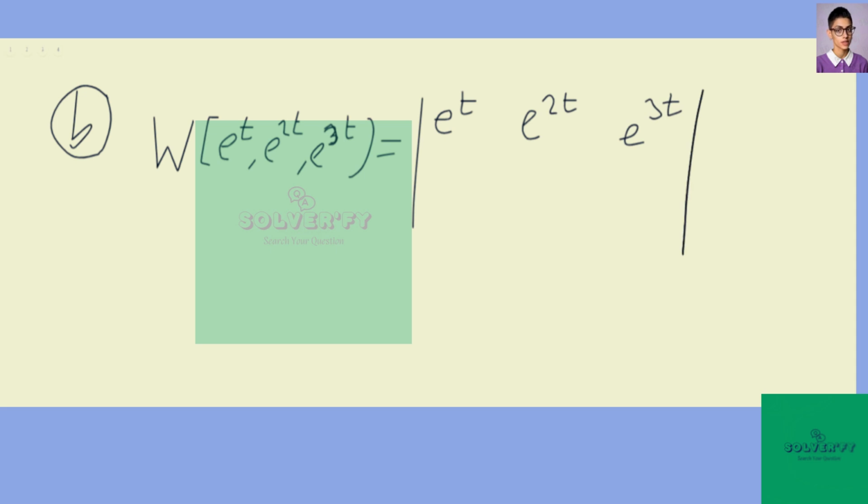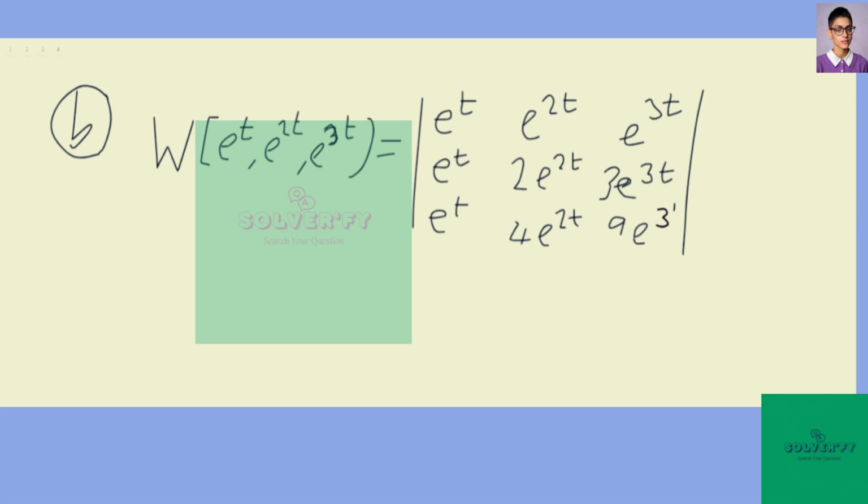And then the second and third rows are the first derivative and the second derivative of the top row. So the first derivative of the top row is just e to the t, 2 e to the 2t, 3 e to the 3t. And the derivative of that again is going to be e to the t, 4 e to the 2t and 9 e to the 3t.